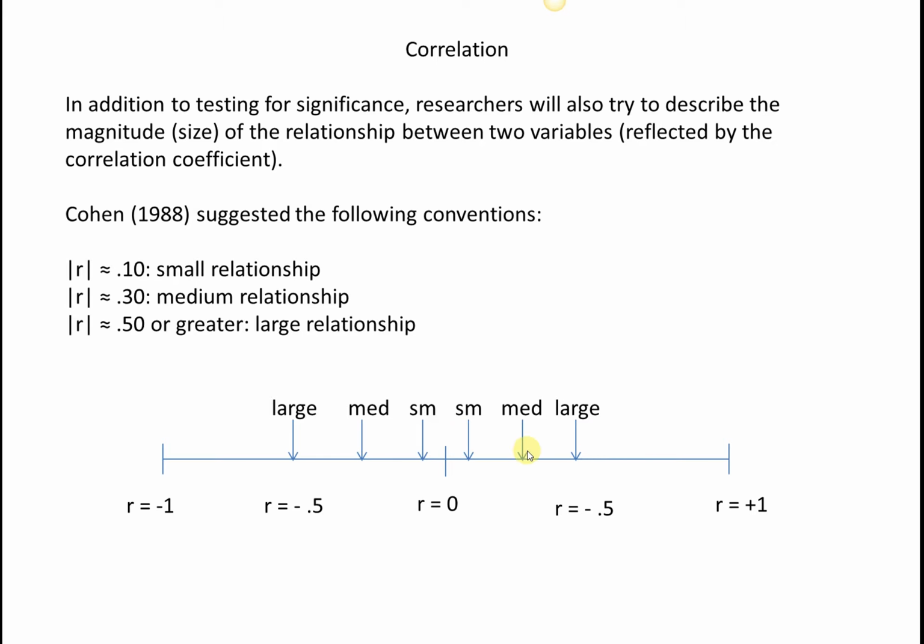A medium relationship would be indexed by a correlation in absolute value of around 0.30. In this case, the distance between 0.30 and 0 and negative 0.30 and 0 is the same distance on either side of the scale, and so that would suggest a medium relationship. And then values of 0.5 or negative 0.5 would be considered large. So values at that level or greater would be considered large.